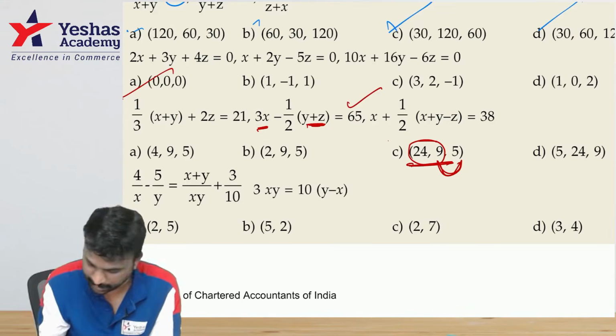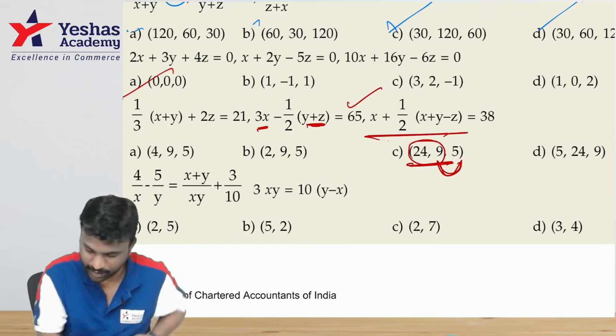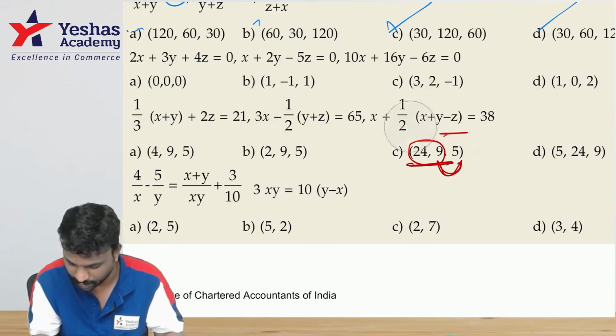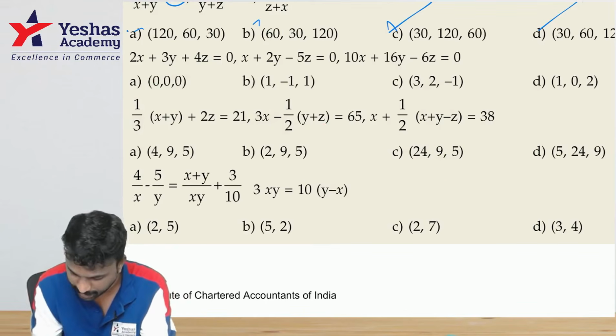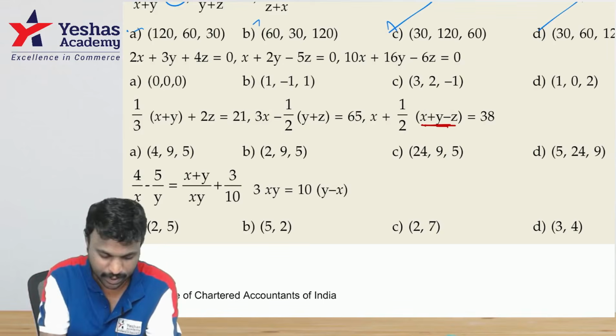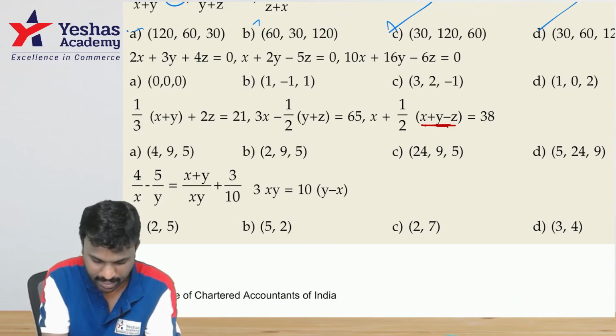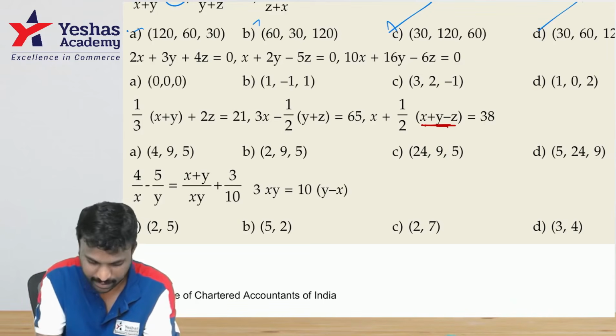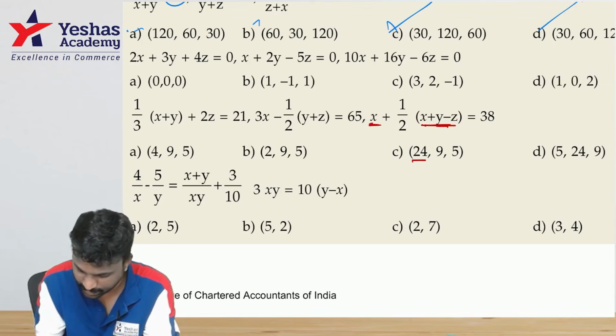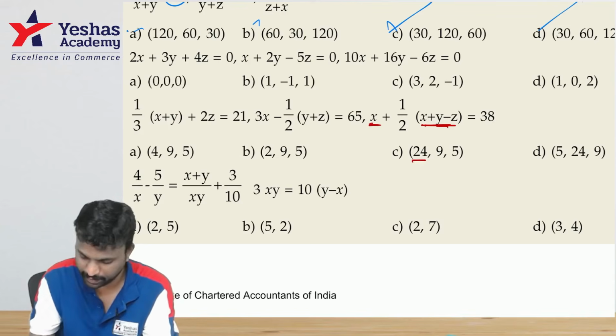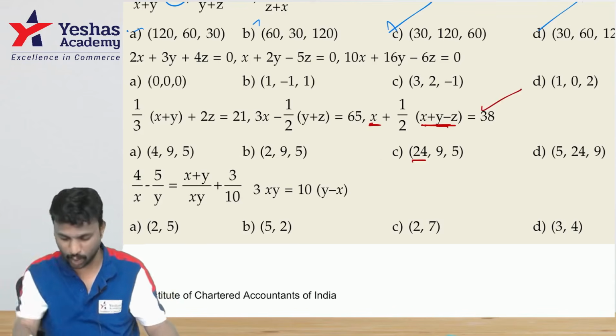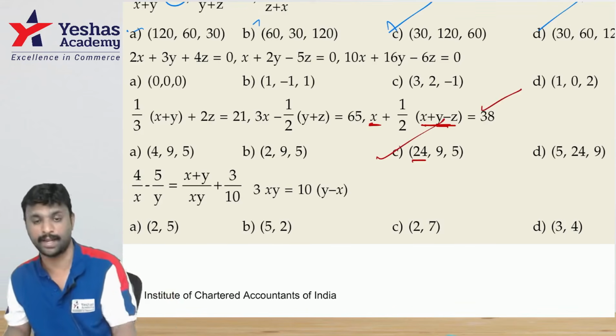How about the third equation? Guys, third equation, the most complicated one, is whatever is within the bracket. That means x plus y minus z. That is 24 plus 9 minus 5 divided by 2, then plus x value. What is x value? 24. That fetches you 38. That means option C itself is the right answer.